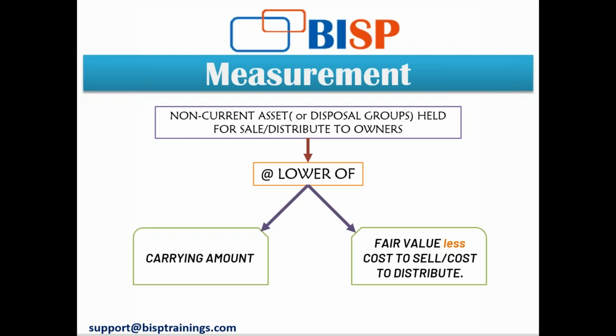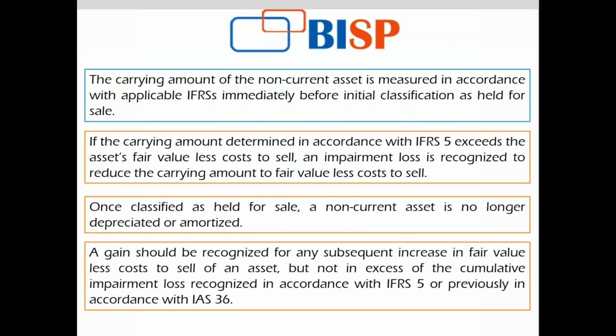If the carrying amount of my asset determined in accordance with IFRS 5 exceeds the asset's fair value less cost to sell, an impairment loss is recognized to reduce the carrying amount to fair value less cost to sell. For example, immediately on classification as held for sale, and at each subsequent reporting date, my property, plant, and equipment, which was previously measured by IAS 16, is remeasured in accordance with IFRS 5 at each reporting date. So let's say my property, plant and equipment's carrying value is 20 lakhs, but my fair value less cost to sell comes down to 18 lakhs. Then I am going to recognize an impairment loss of 2 lakh to bring my property, plant and equipment to a carrying amount equal to fair value less cost to sell.